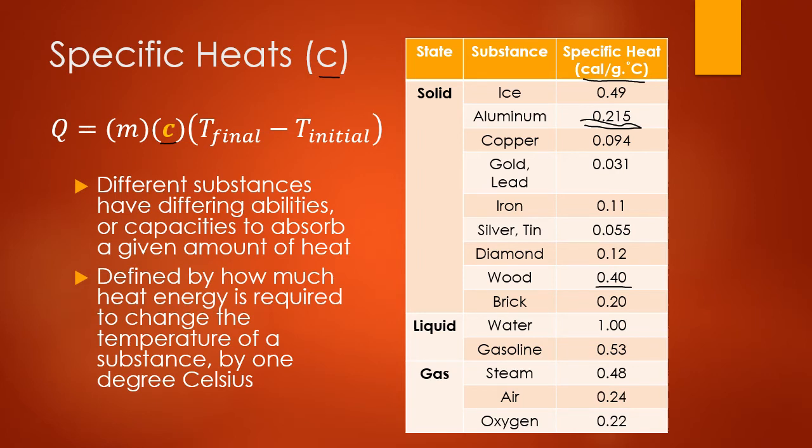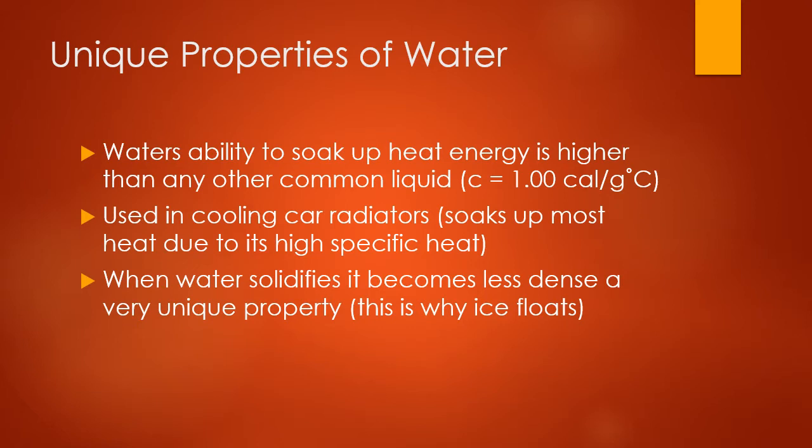Before moving on to the next slide, I do want to point out that this is just a very small table of specific heats, because there are so many other substances we could look at. But out of the substances on this table, notice that water has the highest specific heat. What that means is it takes a lot of heat energy to raise water by 1 degree. So that's a unique property of water. Water has the ability to soak up heat energy. It's higher than any other common liquid: 1 calorie per gram degrees Celsius.